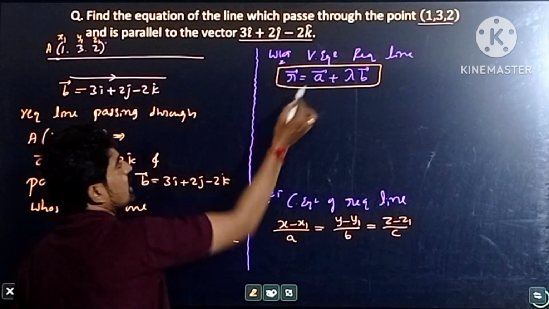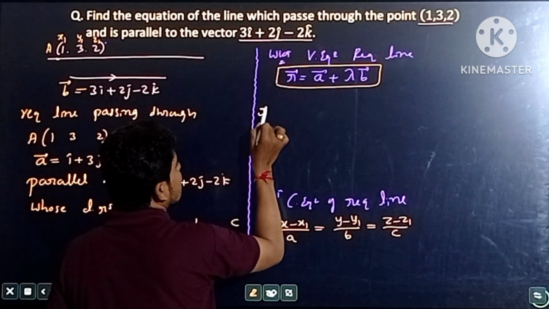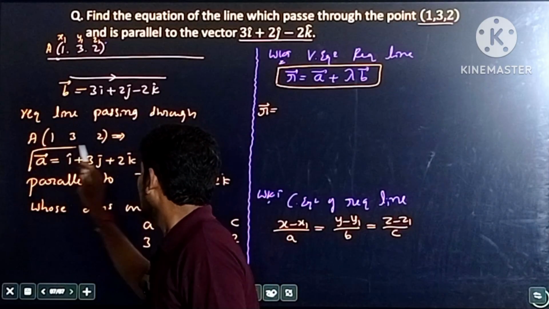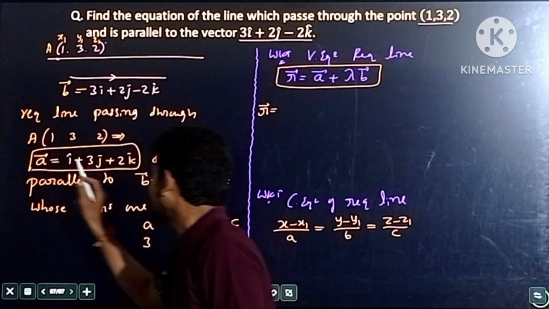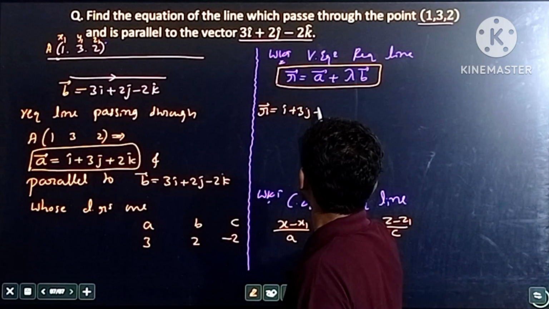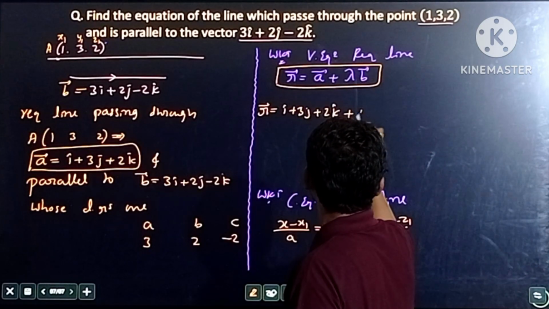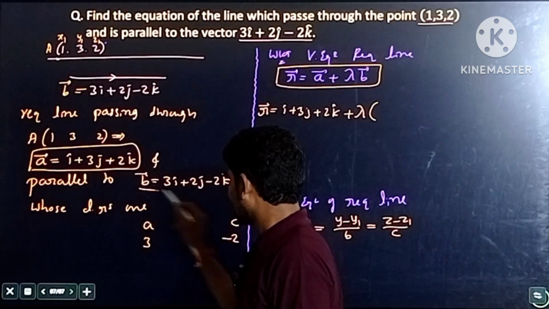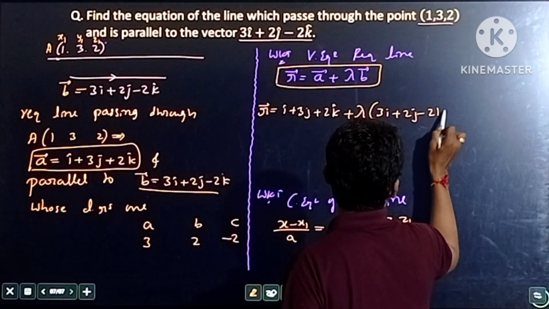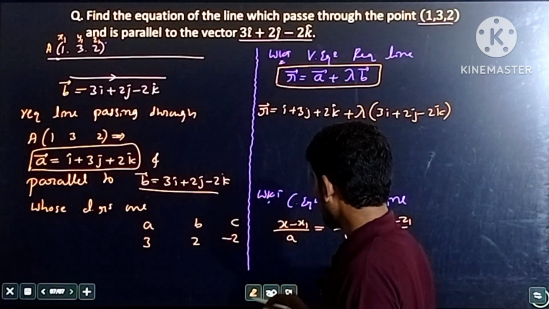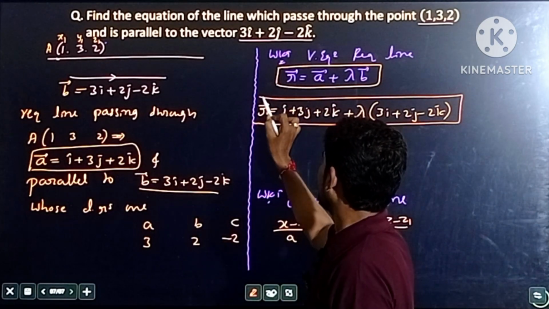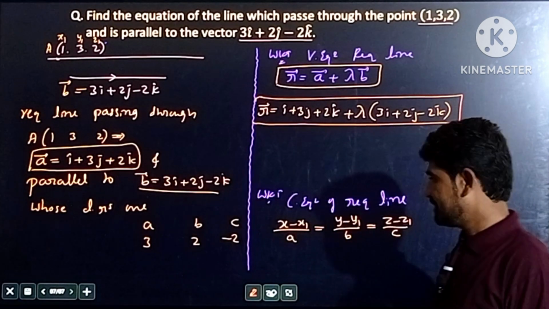Therefore, the required vector equation of the line is r vector equals a vector. So we got a vector. A vector is equal to what? i plus 3j plus 2k, plus lambda times b vector, where b vector is 3i plus 2j minus 2k. So this is the required vector equation of the line.